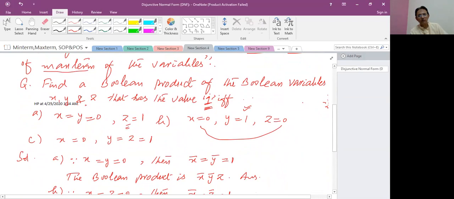So now we write an application about the Boolean product. The first application: find a Boolean product of the Boolean variables x, y, and z that has the value 1 if and only if the given three conditions hold. X and y both are 0, z is 1; x is equal to 0 and z is equal to 0, but y is 1; x is 0, y and z both are equal to 1. So now if we find the Boolean product, then we consider 1.